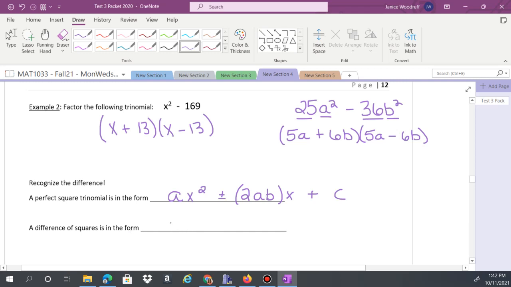And then difference of squares is just ax squared minus c squared. They're both perfect squares. So 2 terms, 3 terms, 2 terms.